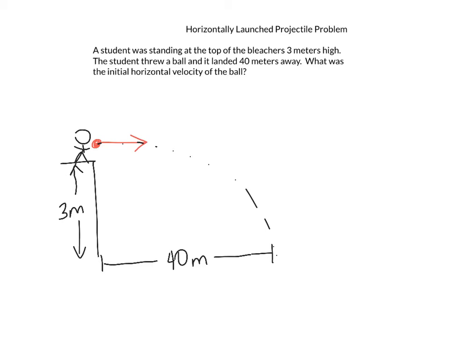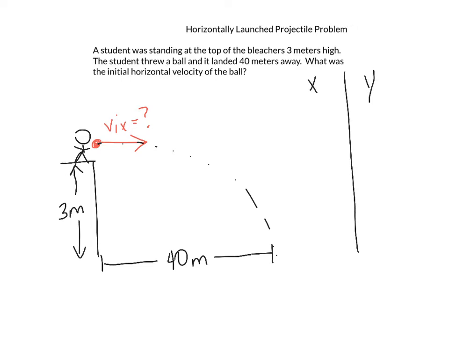So basically, it's wanting to know how fast this person threw this ball to make it go 40 meters away, which is pretty far. So our initial velocity in the x direction is what we're looking for. The first thing in a horizontally launched projectile problem, when it's thrown, kicked, tossed, pushed, whatever, we need to make an XY chart.